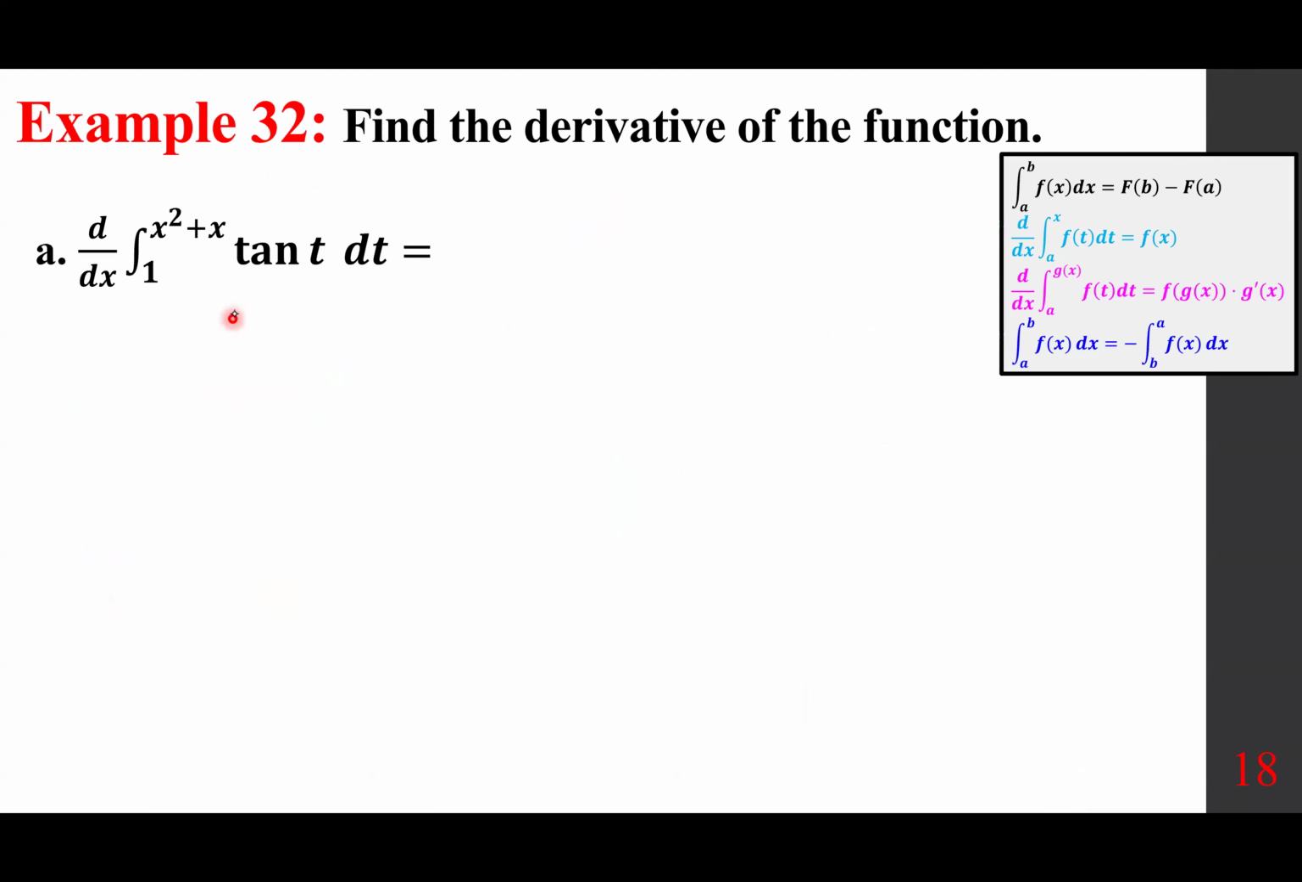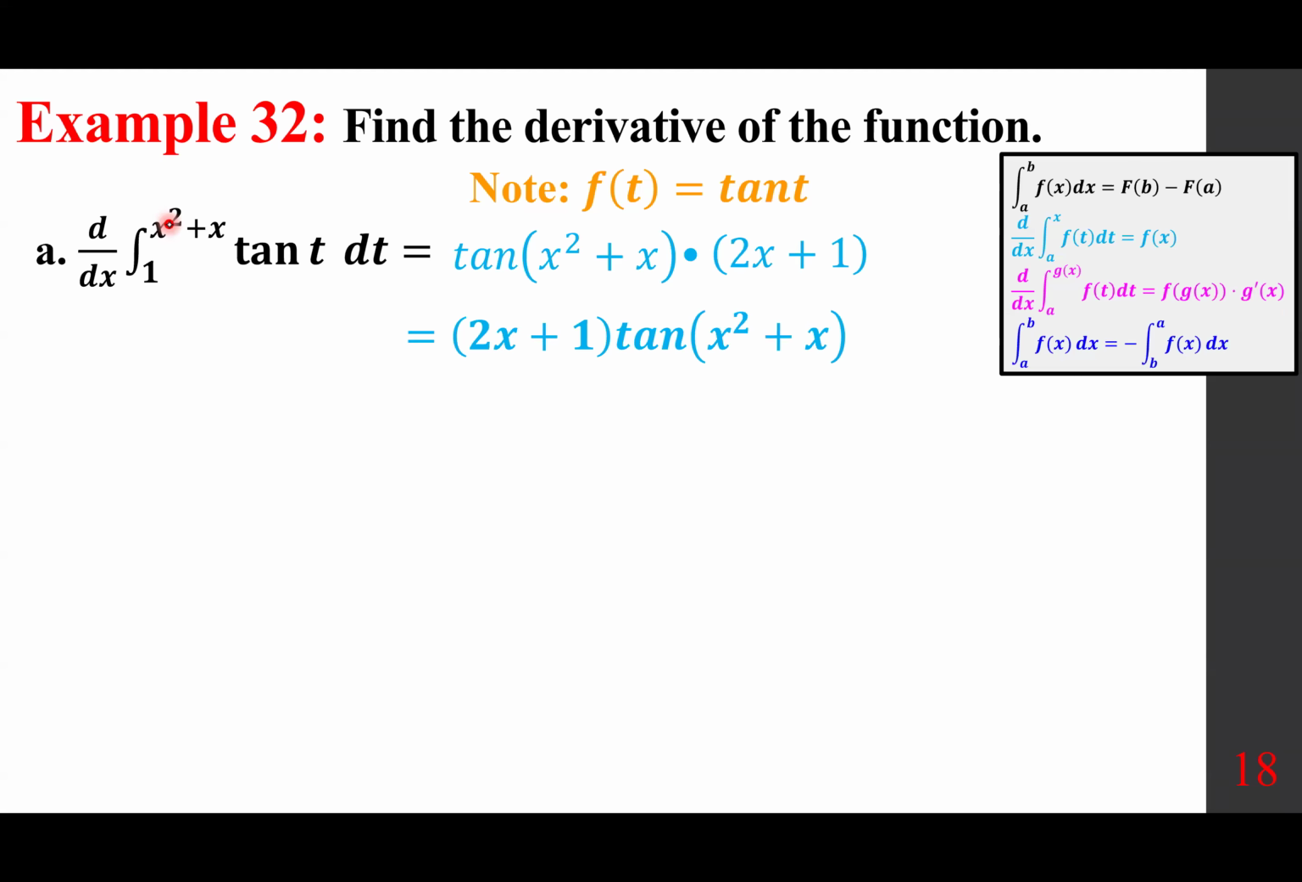What about this one? The same thing. The d dx of the integral of 1 to x squared plus x of tan t dt, the function is tan t. So you are going to replace the t with x squared plus x. If it were x, we would be done. It's not, and therefore we need g prime of x. We need the derivative, 2x plus 1. This times 2x plus 1, put it in front, and you're done.